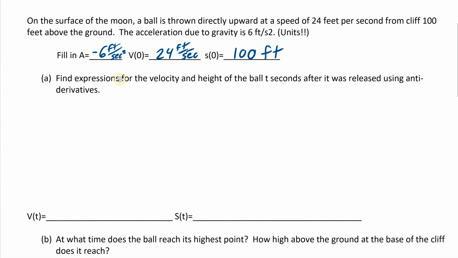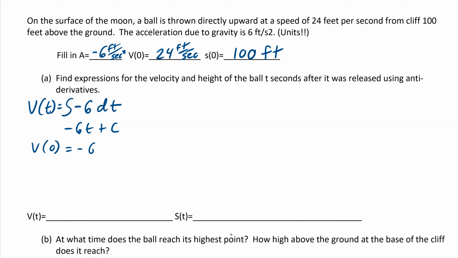So now that we have the initial height, initial velocity, and acceleration, we can find what we need. We want to find the expressions for the velocity and height of the ball, so we need the velocity and position functions. If you remember, taking the integral of our acceleration with respect to time gives us our velocity. The antiderivative of acceleration is velocity. So this would be negative 6t plus c. And we also know our initial velocity, so if I plug in 0, I get 24. This means that c is equal to 24. So plugging these together, we get negative 6t plus 24.